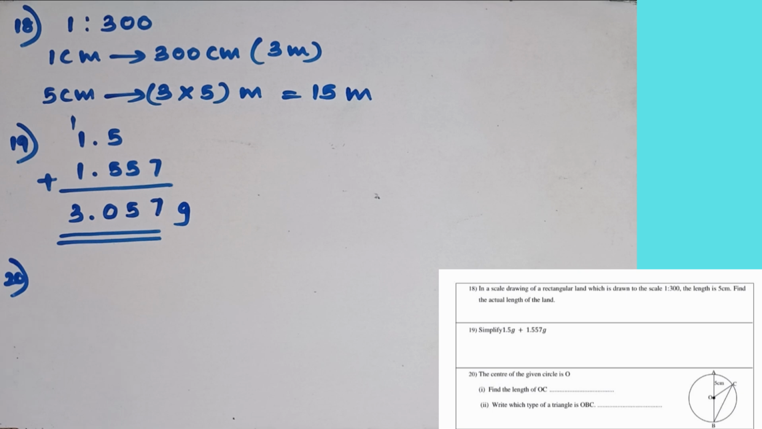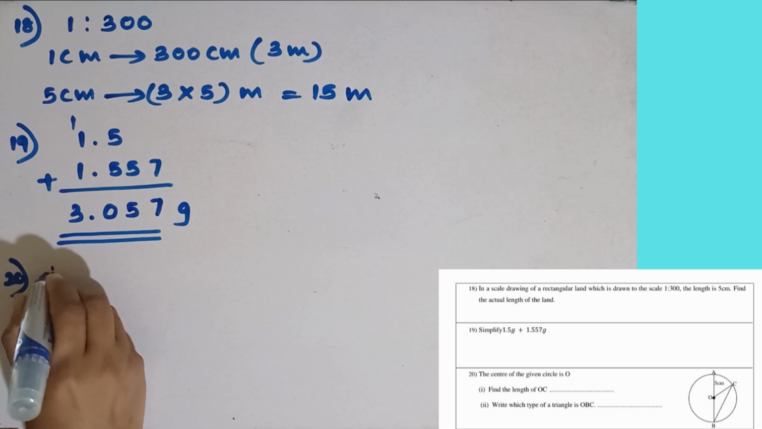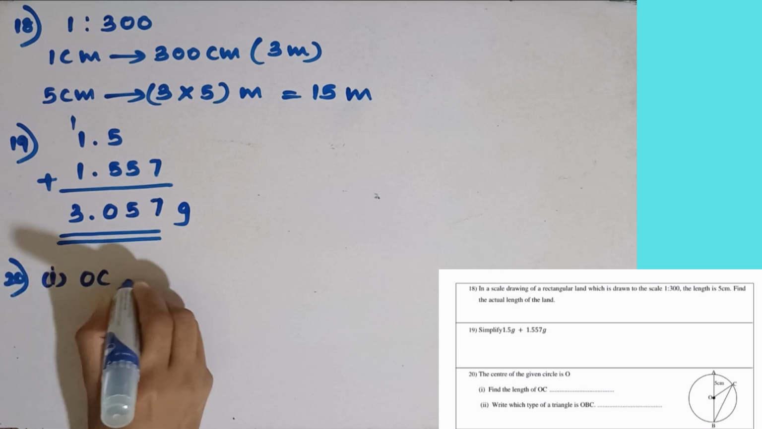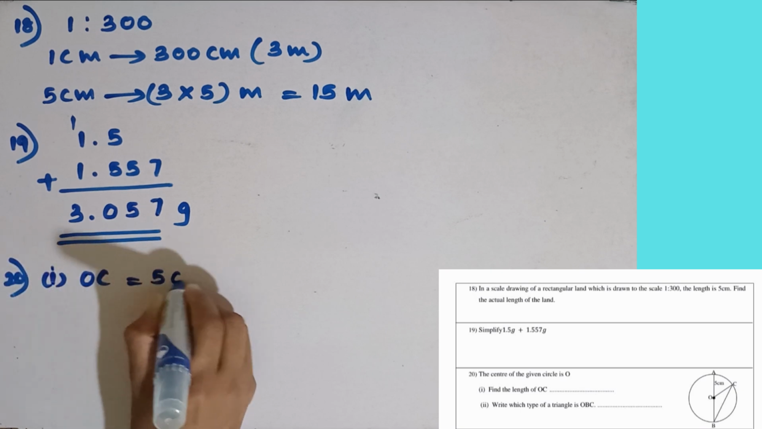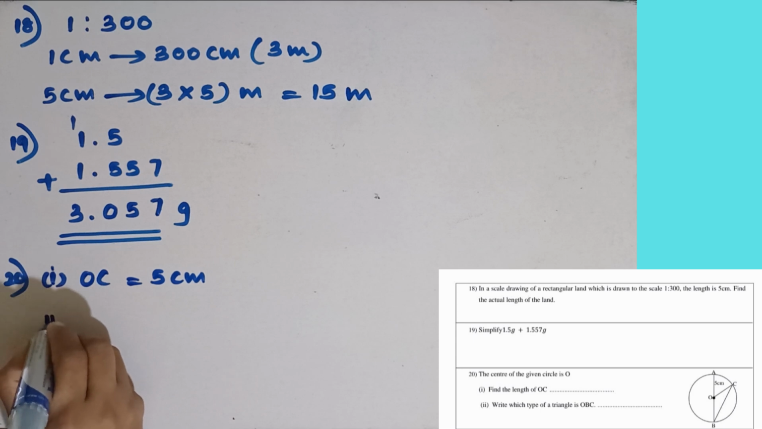Question number 20. The center of the given circle is O. Find the length of OC. Here radius is given as 5 centimeters. OC is also a radius here. So the length of OC should be 5 centimeters. Part 2.